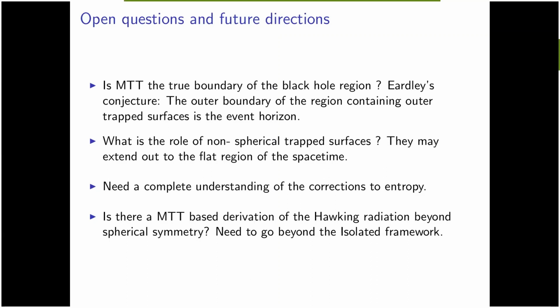We need to understand how non-spherical trapped surfaces grow, because that will give us an understanding of how the first point is to be addressed. For example, the entropy of black holes is also not very clear. We are still trying to see how far one can go. The derivation of Hawking radiation that we have given here is just a preliminary one, and we need to go beyond that to understand how Hawking radiation takes place and how it can be understood through the dynamical horizon framework.